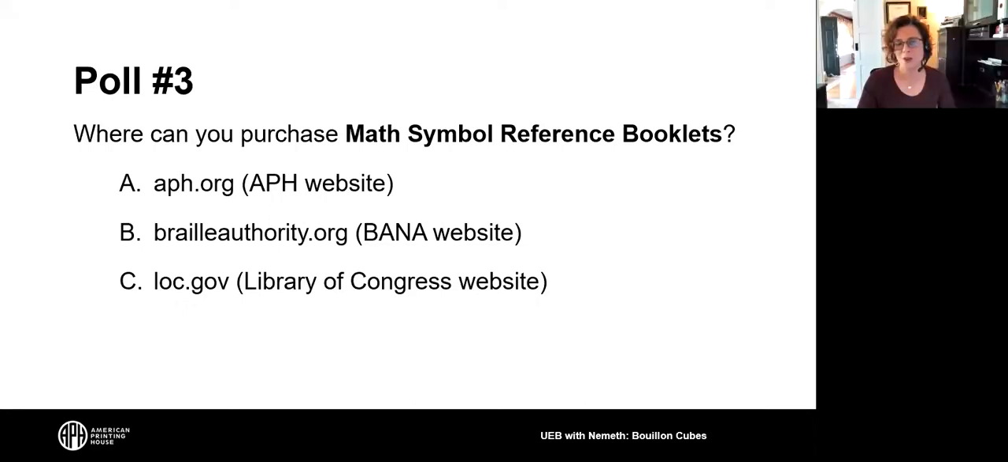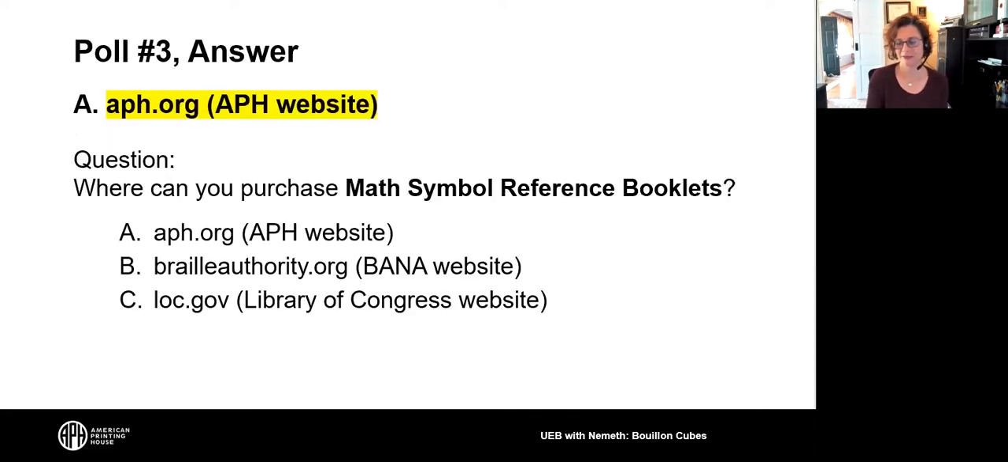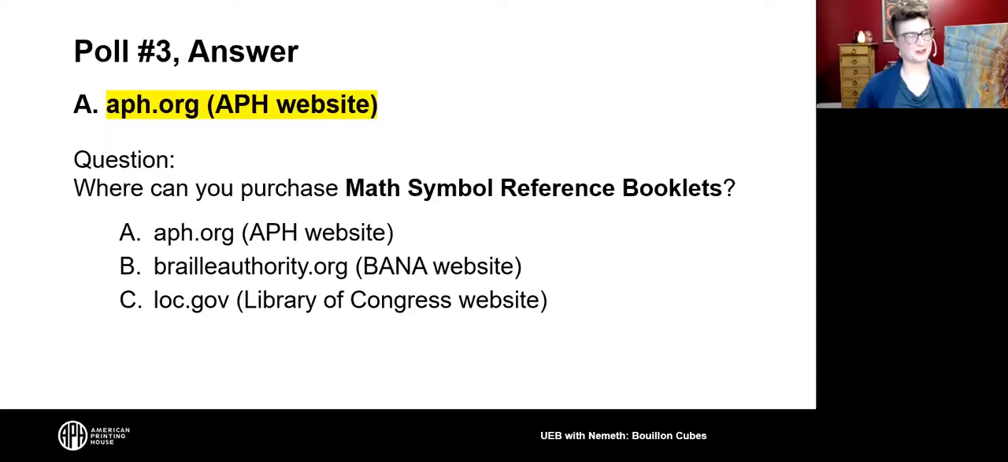Well, our friends are very quick to chime in on this one. So I'll go ahead and share with you, Kyle, that 88% said aph.org, the APH website. Y'all are so right. You can purchase the math symbol reference booklets in print or Braille from aph.org.